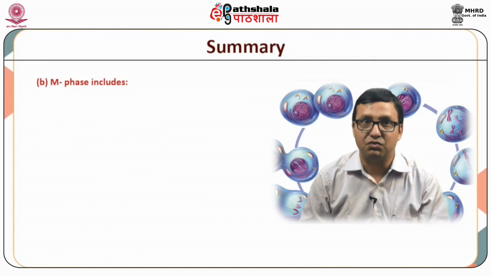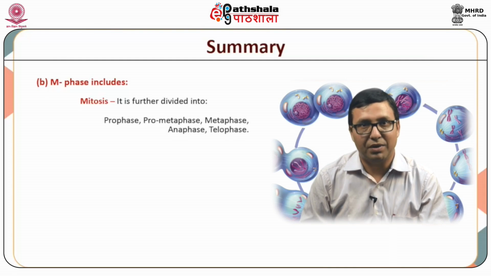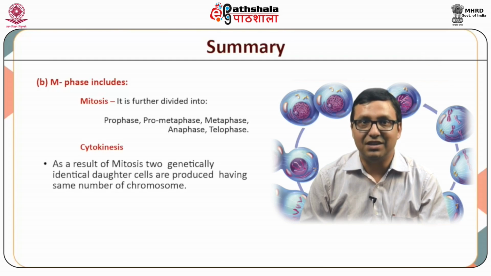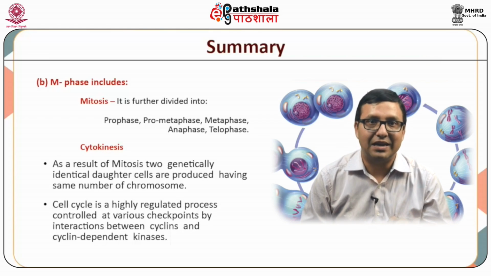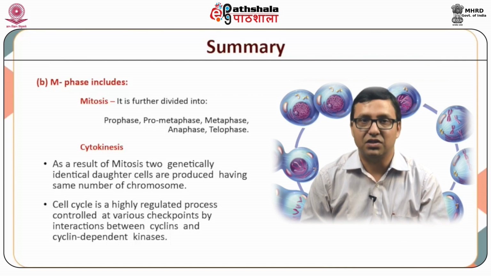The second phase, that is the M phase, includes mitosis. It is further divided into five phases: prophase, prometaphase, metaphase, anaphase, and telophase. During mitosis, there is a very important event called cytokinesis. As a result of mitosis, two genetically identical daughter cells are produced having the same number of chromosomes. The cell cycle is a highly regulated process controlled at various checkpoints by interaction between cyclins and cyclin dependent kinases.